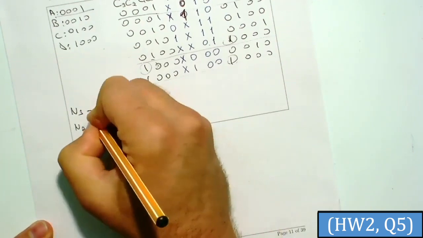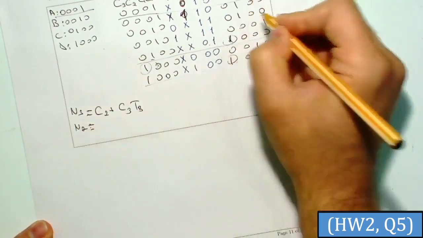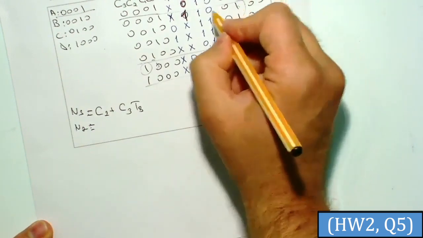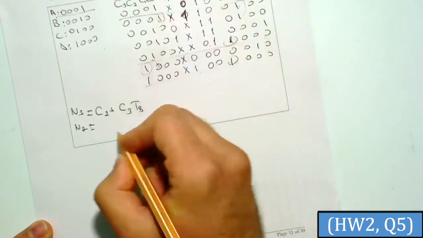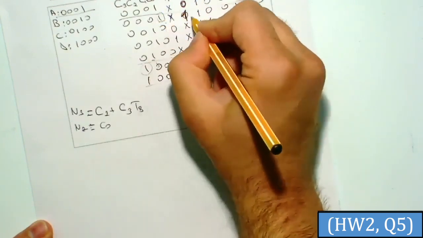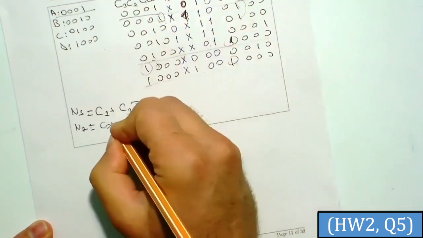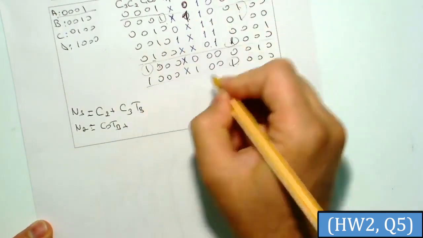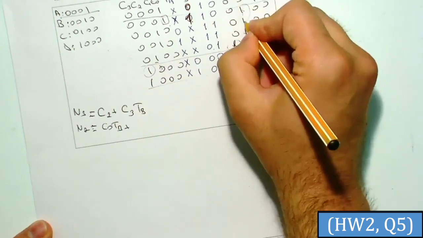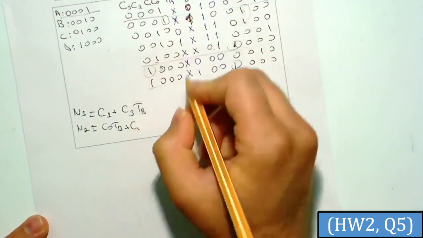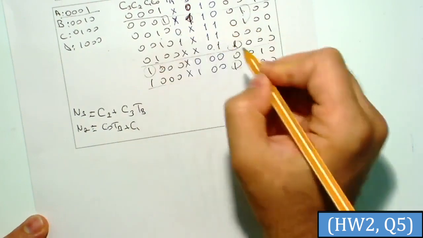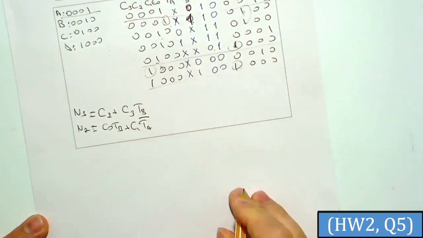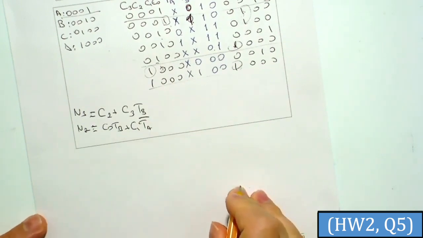So for N2, I have 2 rows as follows. When N2 is 1, here I have C0 as 1 and also TB as 1. Right? Yeah, that's correct. And again, N2 is 1 when C1 is 1 and also TA is 0. So TA not. Let me check it again. Yeah, TA not. Okay.